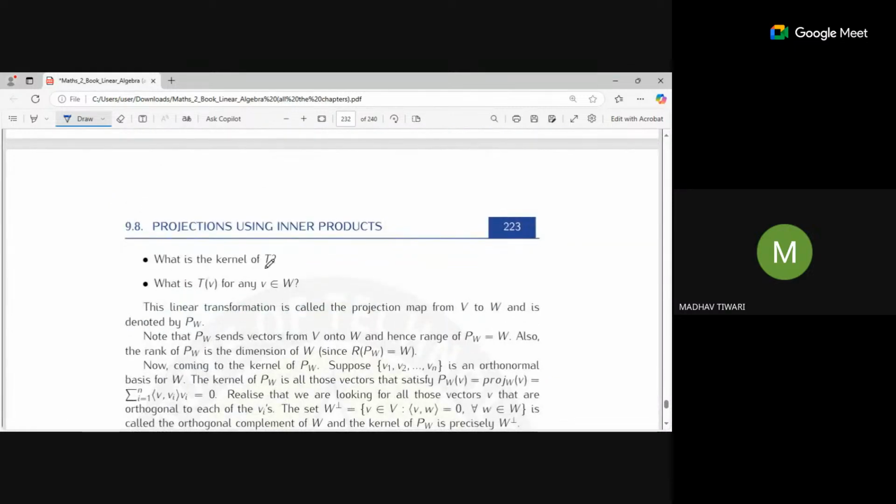Next is the kernel of T. The kernel of T includes all those vectors that are perpendicular to the subspace. Suppose I have this plane in 3 dimensions. All the vectors that are perpendicular, in this direction from the origin, form this line, which represents all the vectors that will be inside my kernel.